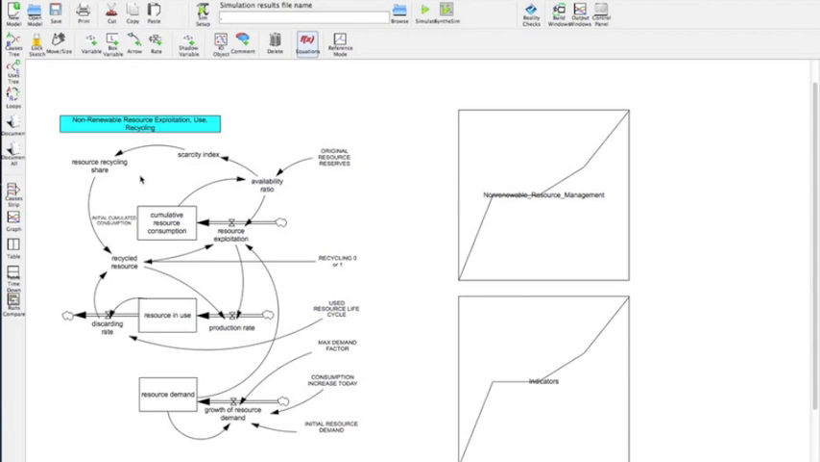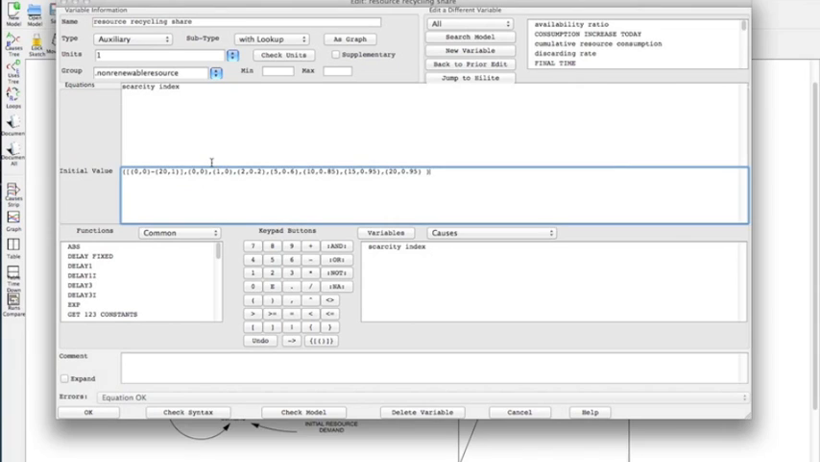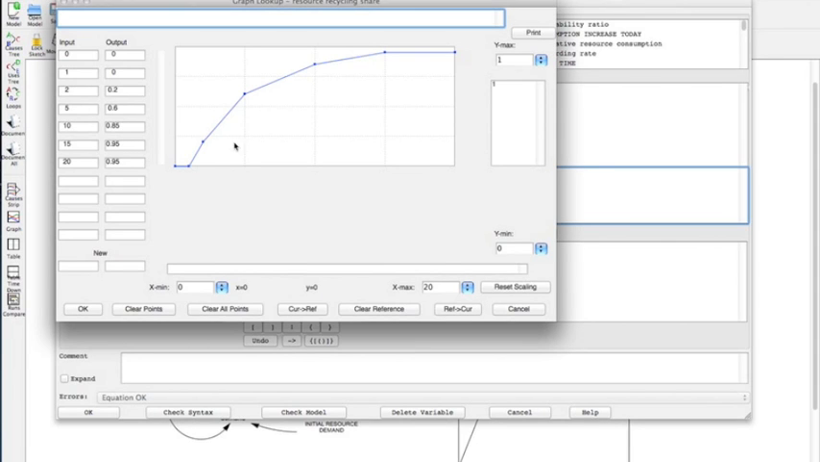Now the scarcity index helps trigger what we call a resource recycling share, and this essentially establishes the need for resource recycling. I put it here as a table, but you can actually look at it as a graph. So let's take a look at that. Essentially, this is a small table. You have the scarcity index in this column, and this is the fraction of the resource that should be recycled.